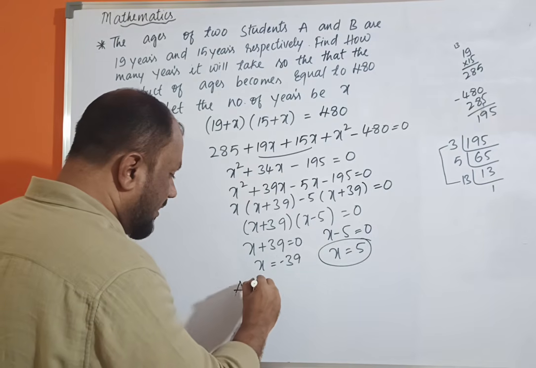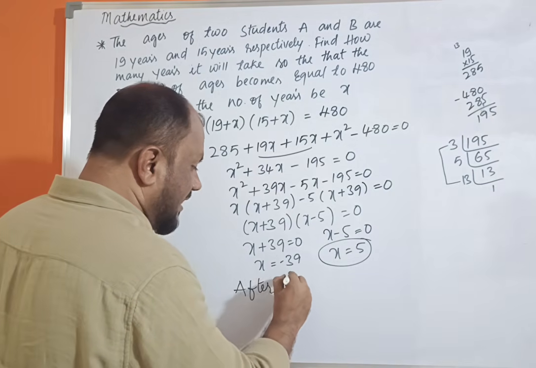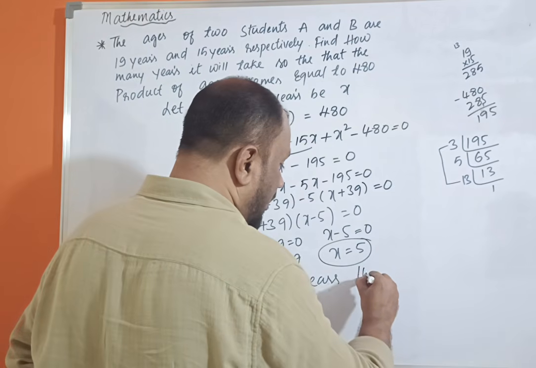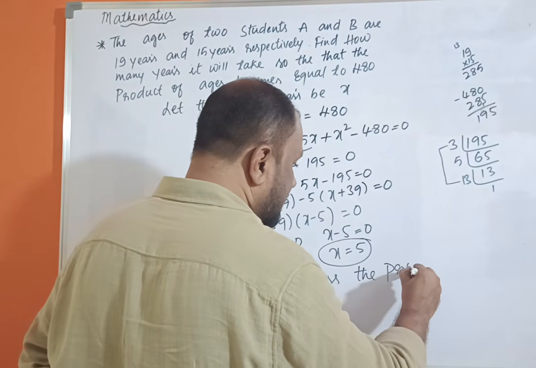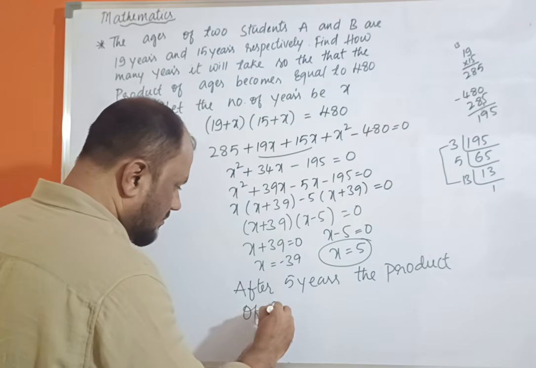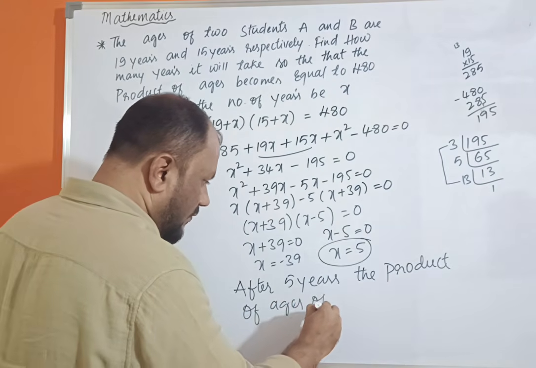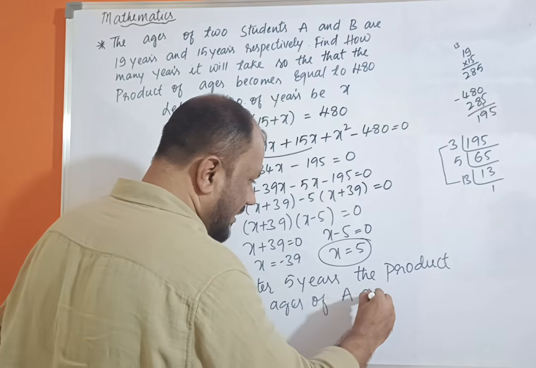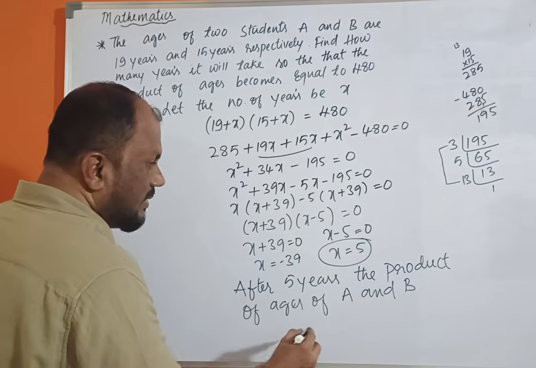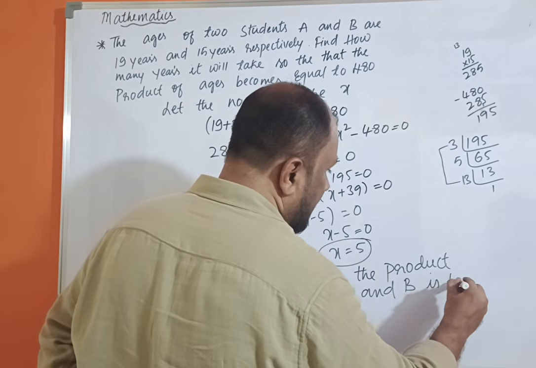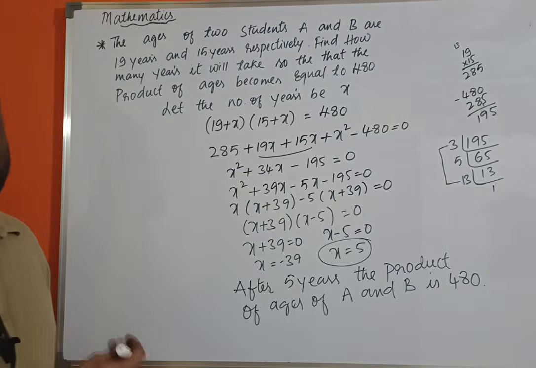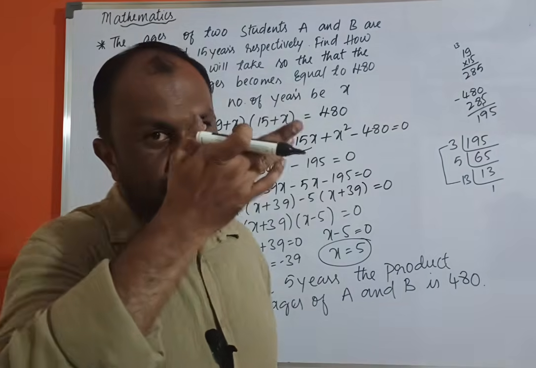After 5 years, the product of ages of A and B is 480. Okay. So this is what your quadratic equation sum.